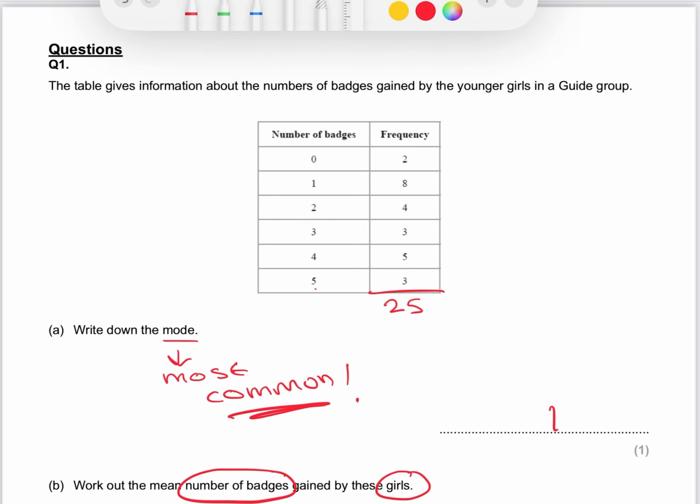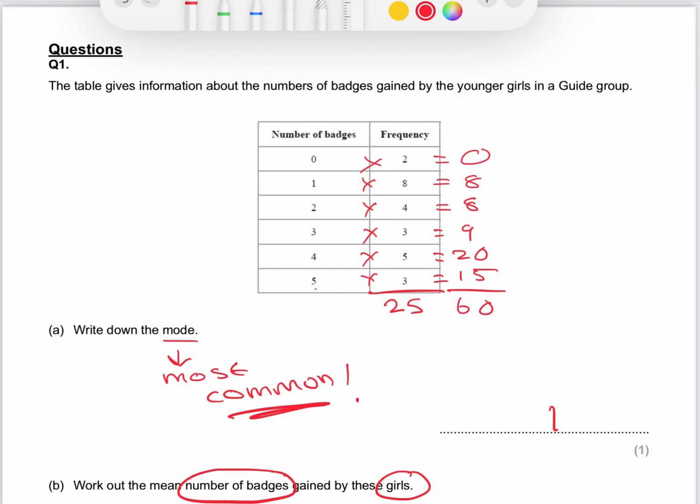Now I need to work out how many badges I have. So if we read the table, if you think about it, if 2 girls have 0, that means in total they have 0 badges. If 8 girls have 1 badge, that means in total they have 8 badges. So you need to remember here, you basically times this number of badges by frequency. So if I multiply them all out, 2 times 4 is 8, 3 times 3 is 9, 4 times 5 is 20, and 3 times 5 is 15. So now if I add this column up, this is going to tell me how many badges I have in total. So if I add 8, 8, 9, 20 and 15, my answer is going to be 60.